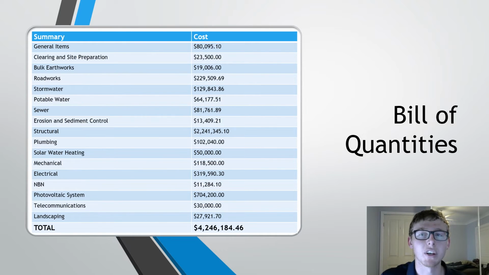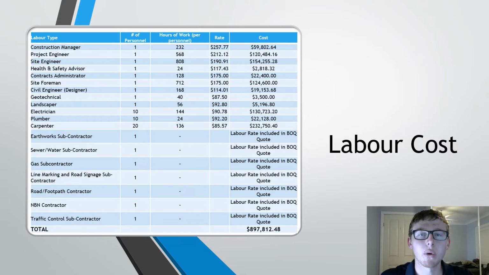A summary of the material cost estimate is displayed on the slide, with the total material cost being approximately $4.25 million. This cost estimate also includes various subcontractor rates, which are also assumed to include plant hire costing. The required labour cost was completed through assigning labour rates from Cordell's Construction Cost Index 2020 to the work hours determined through the project scheduling. From the displayed table of rates and hours, the total labour cost, exclusive of subcontractors, was approximated to be $900,000.